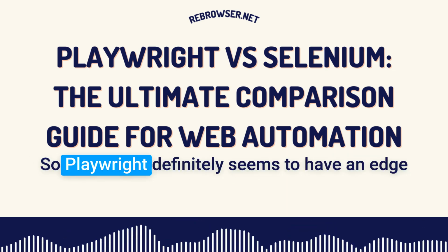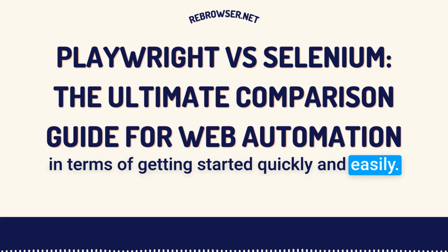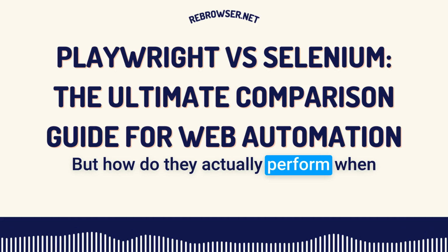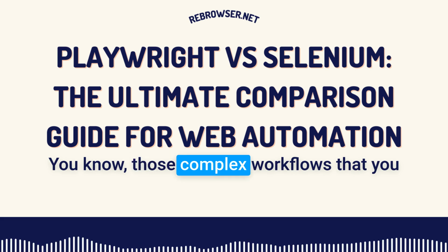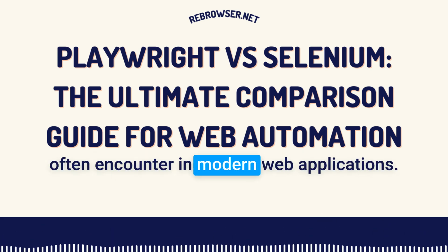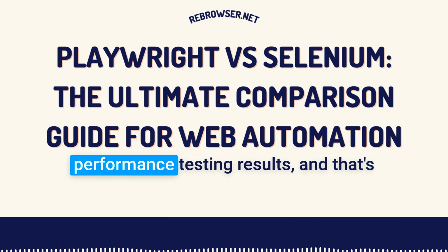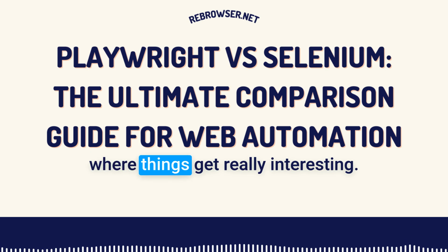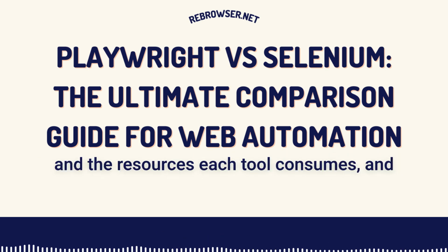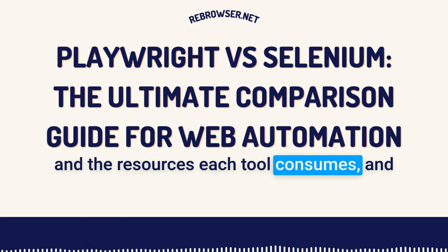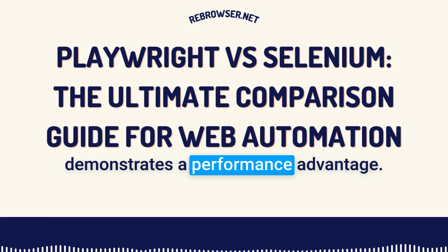Gotcha. So Playwright definitely seems to have an edge in terms of getting started quickly and easily. But how do they actually perform when it comes to real-world testing scenarios, those complex workflows that you often encounter in modern web applications? Well, the article dives into the 2024 performance testing results, and that's where things get really interesting. They looked at both the speed of test execution and the resources each tool consumes. And what they found is that Playwright consistently demonstrates a performance advantage.